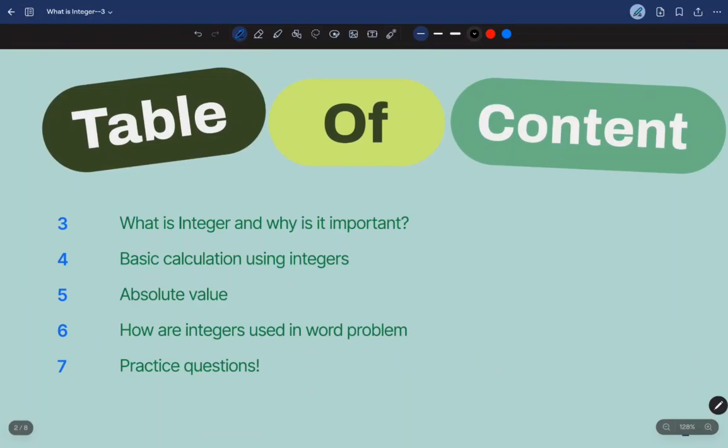In today's lesson, we're going to learn what an integer is and why it is important for us. For the integer part, I would give 3 stars for importance. It's a very significantly important part of our math. Now, we're going to do basic calculation using integers. We're going to discover what the absolute value is, how integers are used in word problems, and some practice questions for you guys to solve.